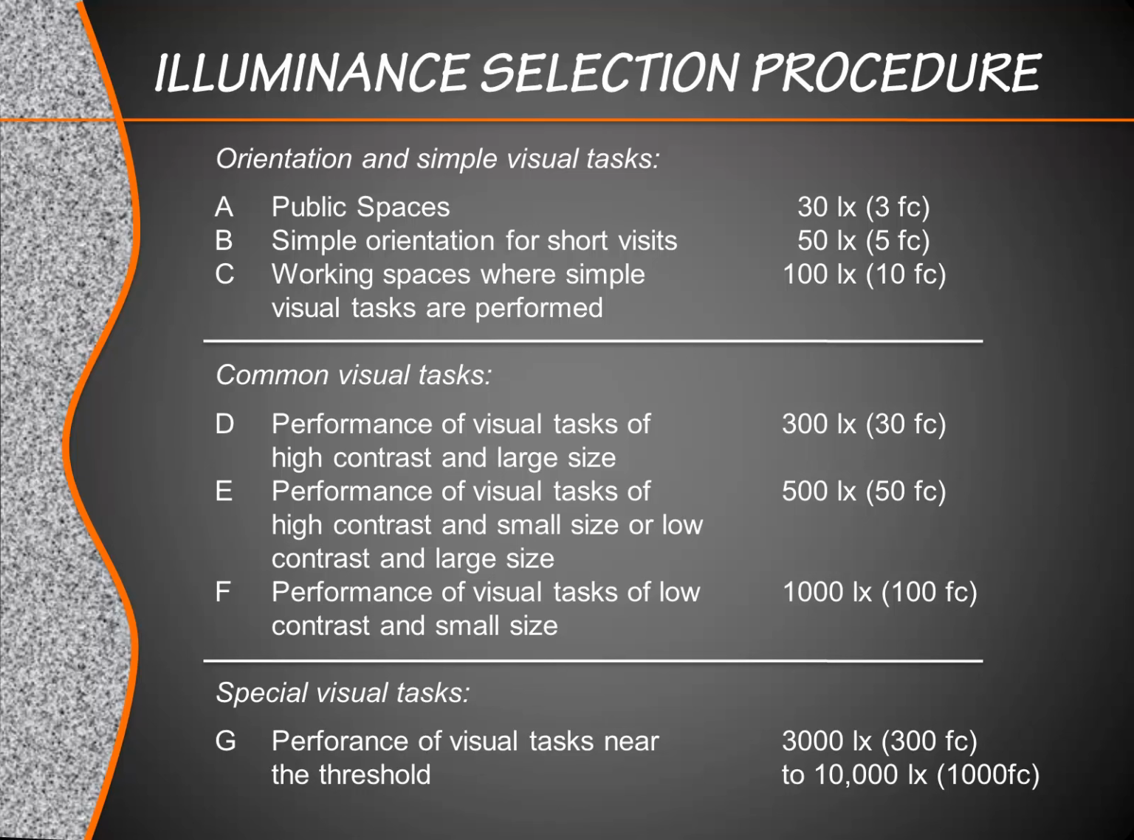On the right side of this chart here, you'll notice two sets of numbers. The first column that says LX is the metric measurement for lighting, or lux, which is what you'd need if you're doing a Canadian or other international project. In this class, we're more concerned with the second set in parentheses, which lists recommended foot candles. One foot candle is roughly 10 lux, so it's easy to convert.